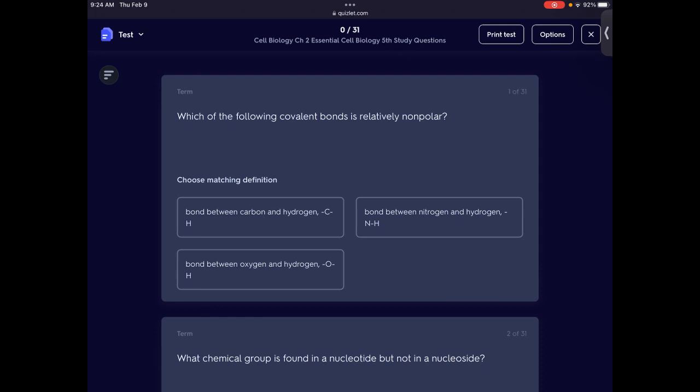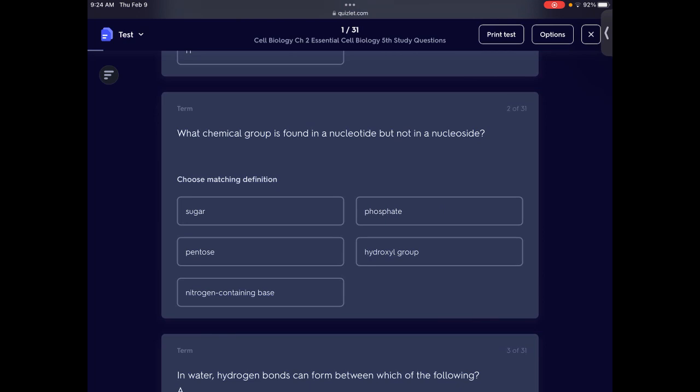Which of the following covalent bonds is relatively nonpolar? We have the bond between carbon and hydrogen, C to H. We have N to H or O to H. N to H and O to H kind of have charge on them because of that electronegative oxygen. So let's go to C and H.